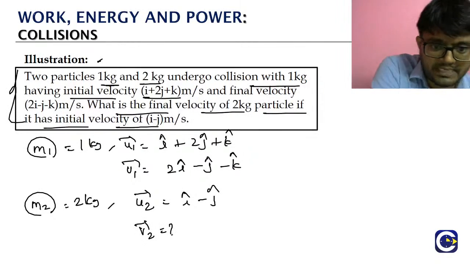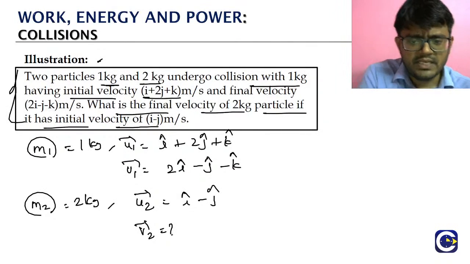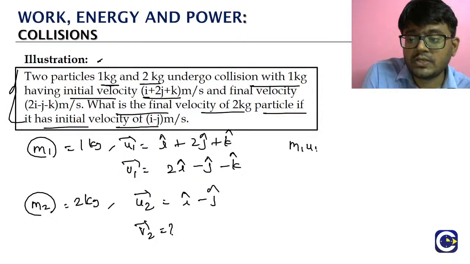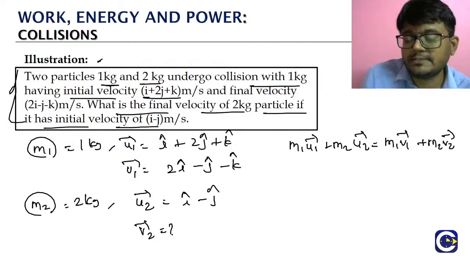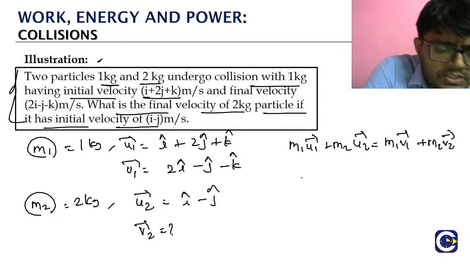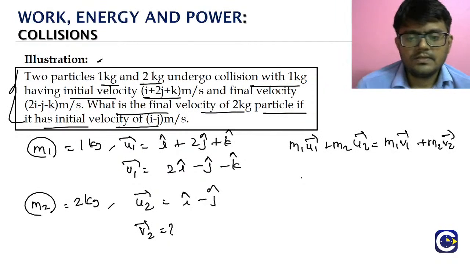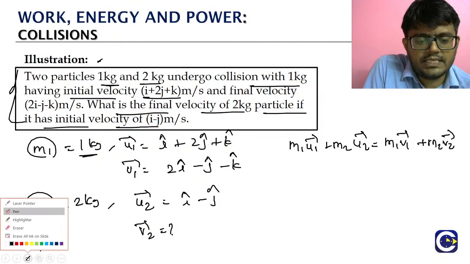It is a collision that is happening, right? The initial momentum of all the particles, m1 u1 plus m2 u2, is equal to m1 v1 plus m2 v2. That's it. So we just take these values, substitute, and find the answer. Check it. What is m1? 1 kg, right? m1 is 1 kg.